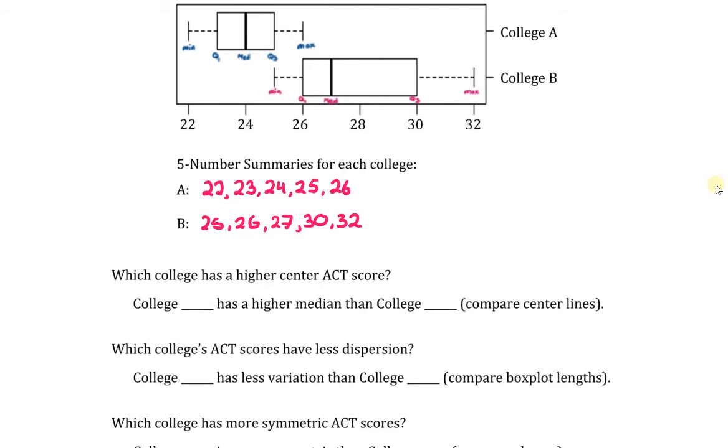Which college has a higher center ACT score? Here we would like to see that your center is represented by the median. It separates the lower 50% from the upper 50%. And the median of College A is at 24. The median of College B is at 27. So we can see College B has a higher median than College A.